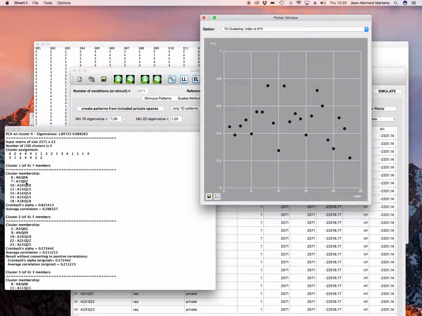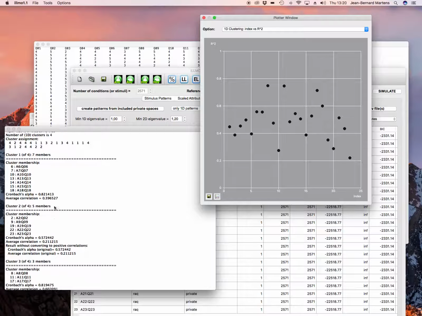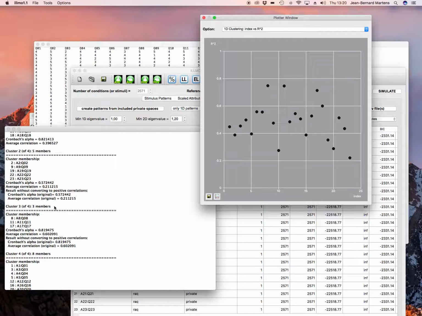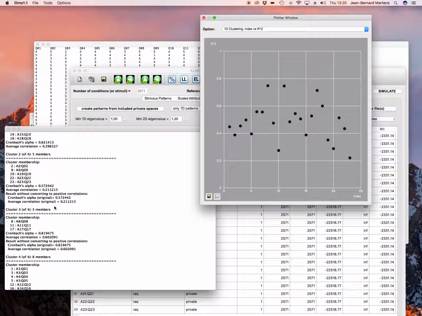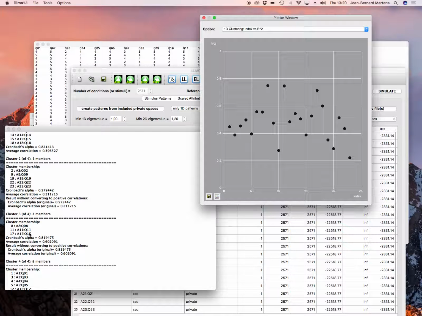This text file also tells you which question is assigned to each cluster, and also gives an indication of how good this cluster is. So Cronbach's alpha above 0.8 is actually quite good. So for 3 of the clusters, the clustering is very good, but for cluster 2, it is much less so. So this probably means that there are still some differences between these questions.